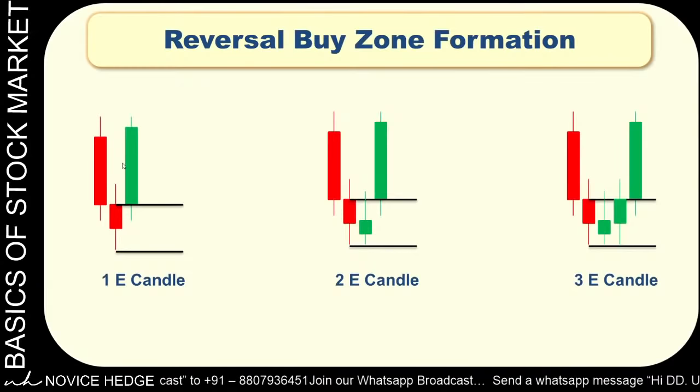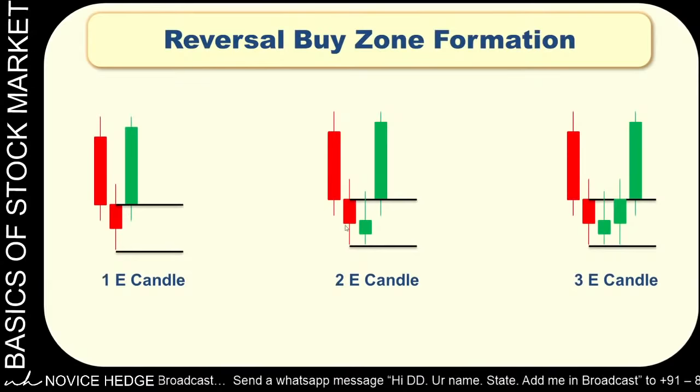Okay, in this case, what happens? The institutions find this price range as a cheaper price, so they have bought it in a very huge quantity. If there are two E candles, in the first E candle, say the institution wants to take over almost 1 lakh quantities. Out of 1 lakh quantities, if it is one E candle, then the probability is somewhere like 50%, say 50,000 quantities would have been bought.